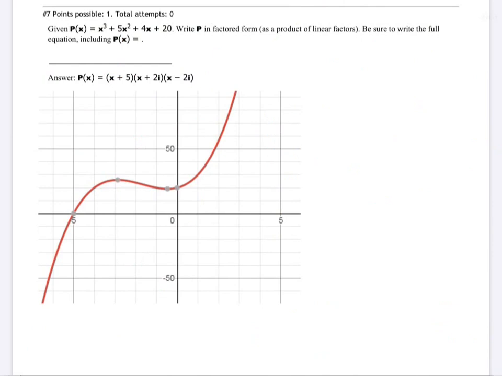Okay, so number 7. Looking here at number 7. They want us in the end to, it's basically the same thing, find the zeros, but they want us to write P in factored form. Like you can see the answers right there. They want us to write it with parentheses. That's the same thing as finding zeros.